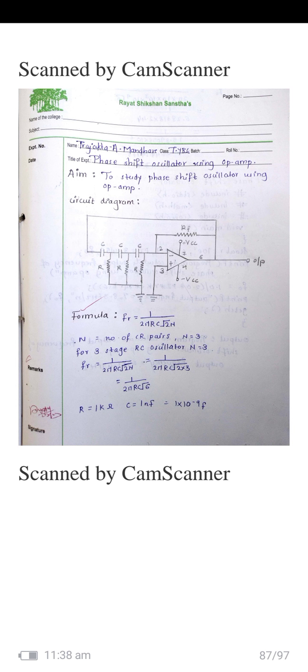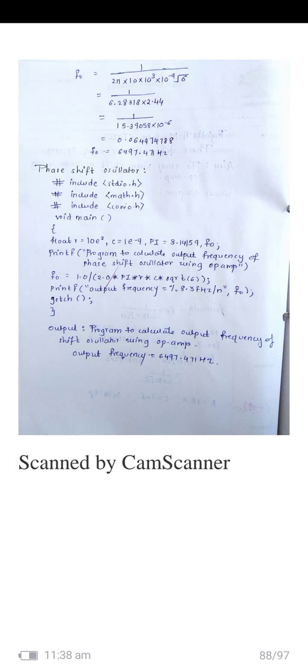Then the R value is given as 1 kilo ohm. The C value here is 1 nanofarad, that means 1×10⁻⁹ farads. Then f0 is equal to, find the value of the frequency. The calculated frequency is 6497.47 hertz.